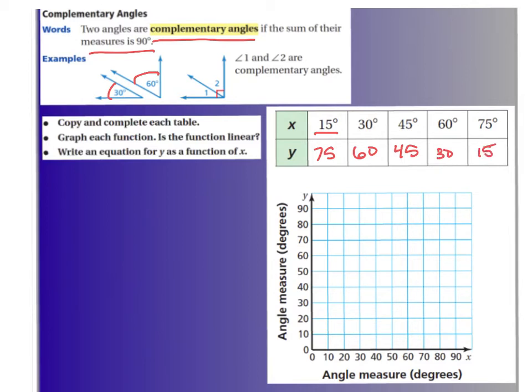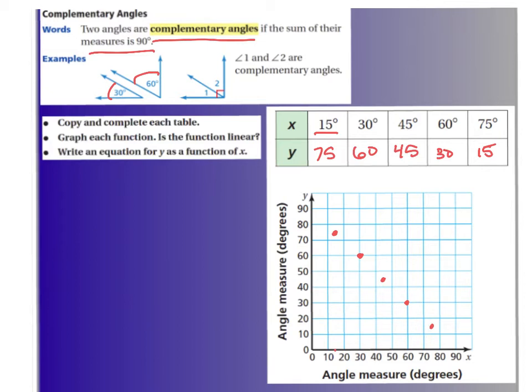So they want us to graph this, basically, to see if we have this. So the first angle is 15, which would be right here in the middle. The second angle then would be 75, which would be right about there. 30 and 60. 45 and 45 would be right there. 60 and 30, and then 75 and 15 would be right there.